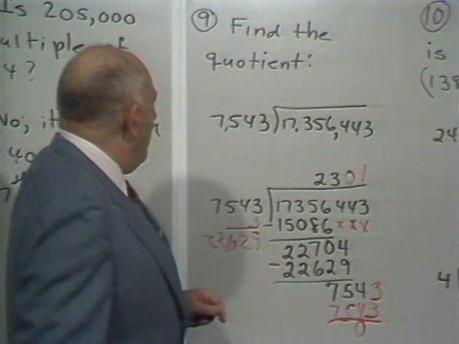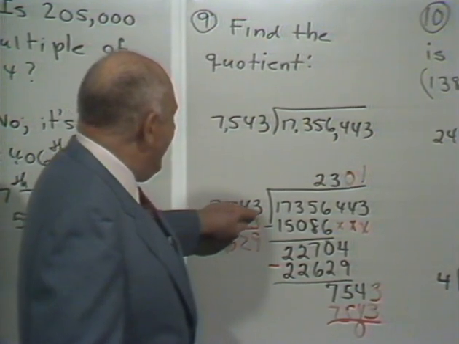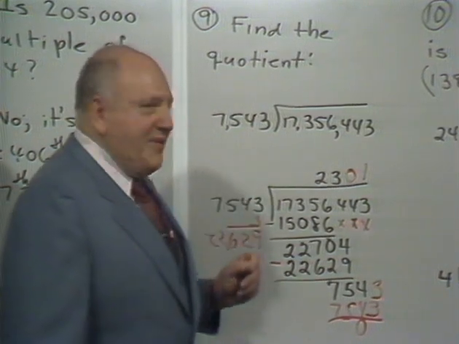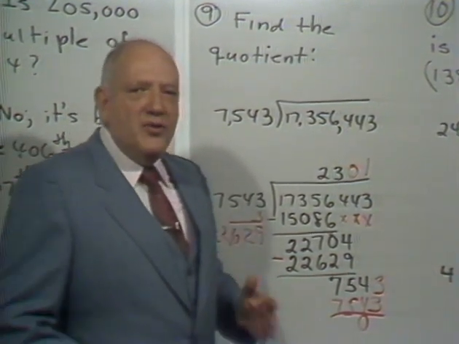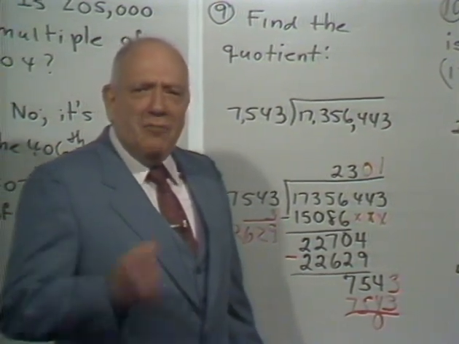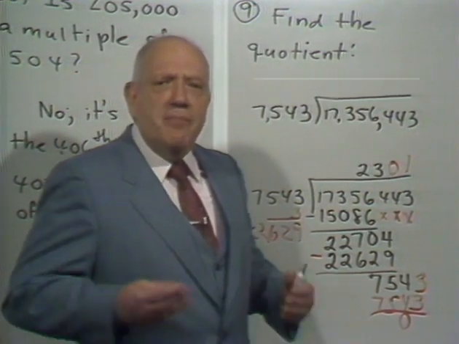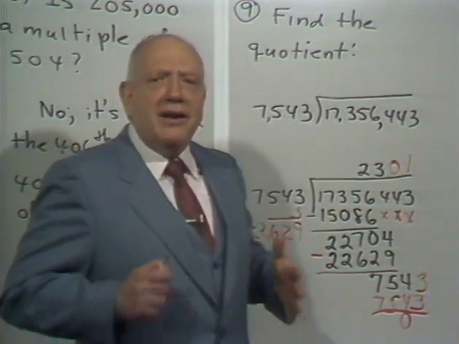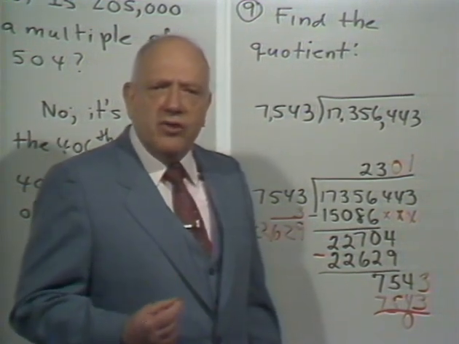2,301. In other words, if you're counting by 7,543s, 17,205,000 356,443 is the 2,301st number you'd come to. And you say, my God, who cares about that? Well, the point I'm trying to show you is that if you ever had to do that kind of a problem, imagine trying to do that by tally marks, by addition. Look how wonderful this process of division really is.